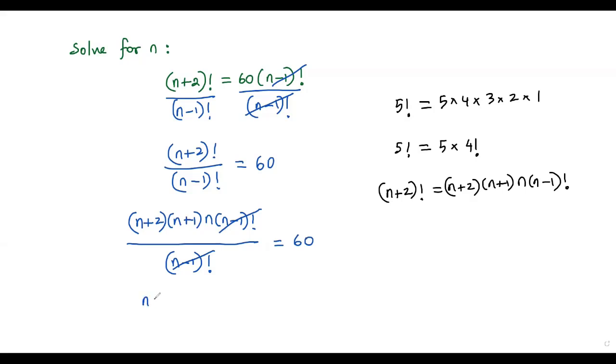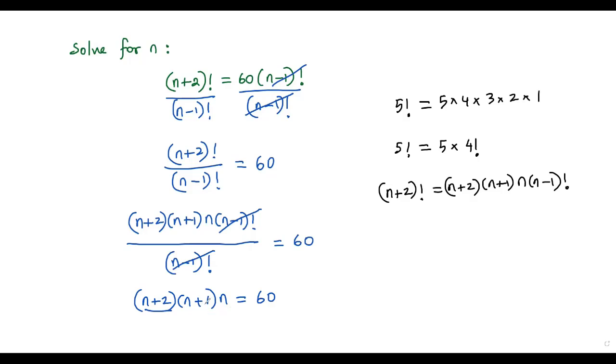On the left side, we have (n+2) times (n+1) times n equals 60. This is a product of 3 consecutive numbers in descending order. This is the largest, this is the next smaller number, and this is the least. If I multiply all these 3 quantities, I'll get a cubic equation in the variable n, and it will be time consuming to solve a cubic equation.